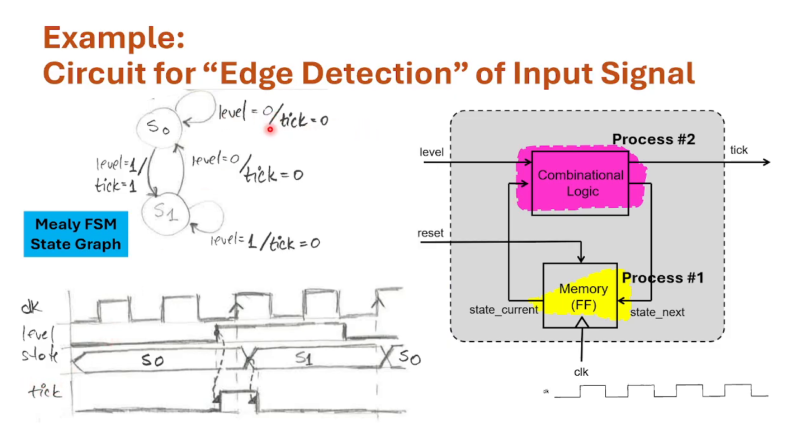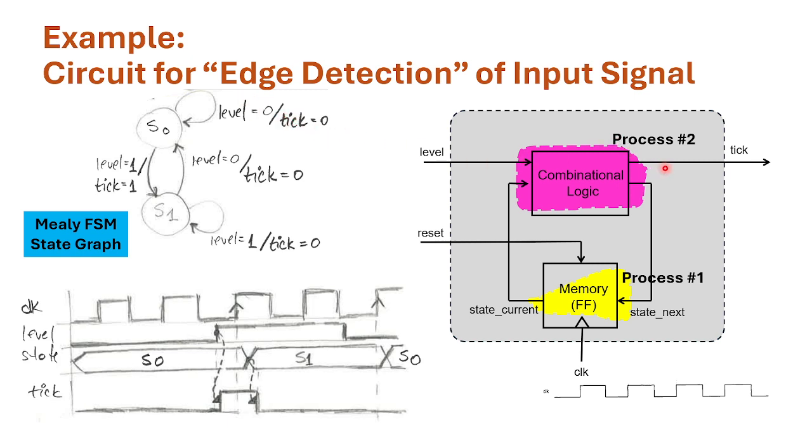The behavior, the functionality of this circuit is easily captured by a finite state machine state graph, a Mealy finite state machine state graph with just two states and the transitions between states or staying between states. So that's the circuit example that we'll look at.